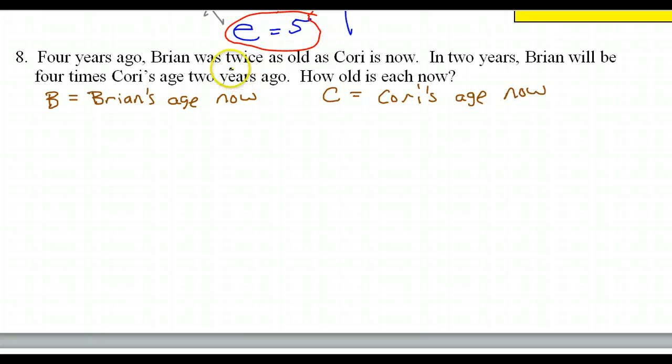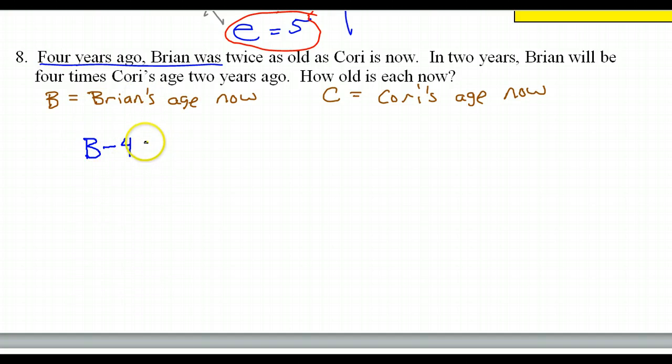So here's the deal. Let's break it down. 4 years ago Brian was. Let's just start with that part of the sentence. Now B is Brian's age now. So if B is Brian's age now, what would be an expression for Brian's age 4 years ago? B minus 4. Hopefully that makes sense. If B is Brian's age now, 4 years ago, his age was B minus 4.